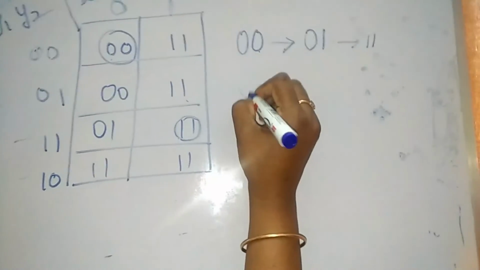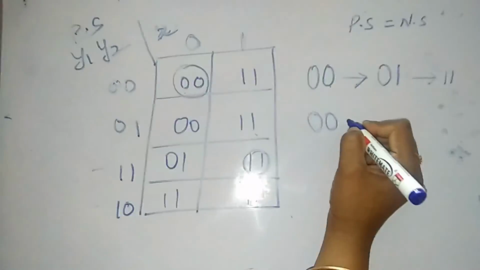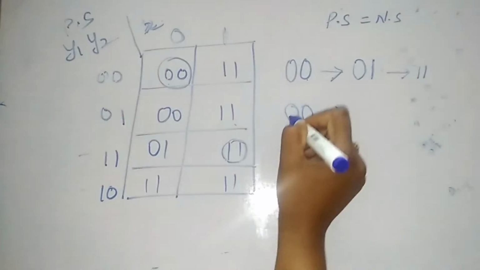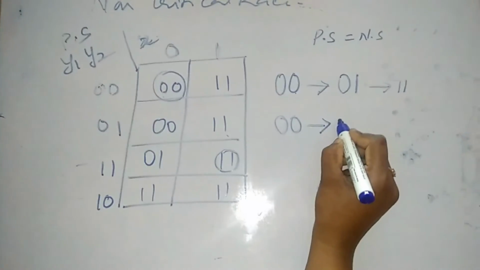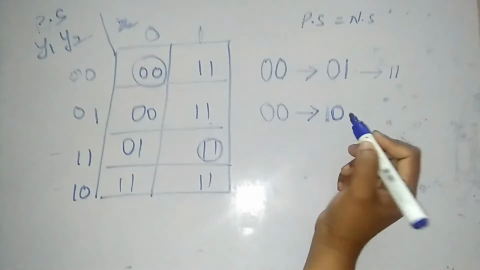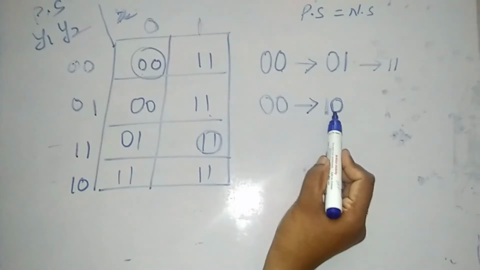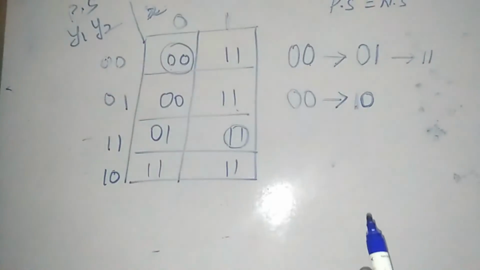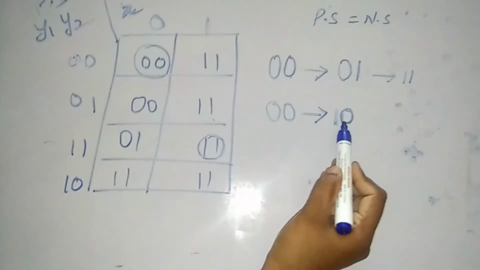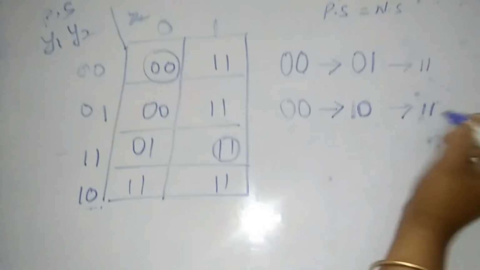Let me consider another sequence. Again the present state is 0, 0. Let me consider the change of y1, when y1 changes, giving 1, 0. If there is a delay in the circuit, this 1, 0 can become another present state input, right? In that case, you can see that for this input, again my output is 1, 1, correct?